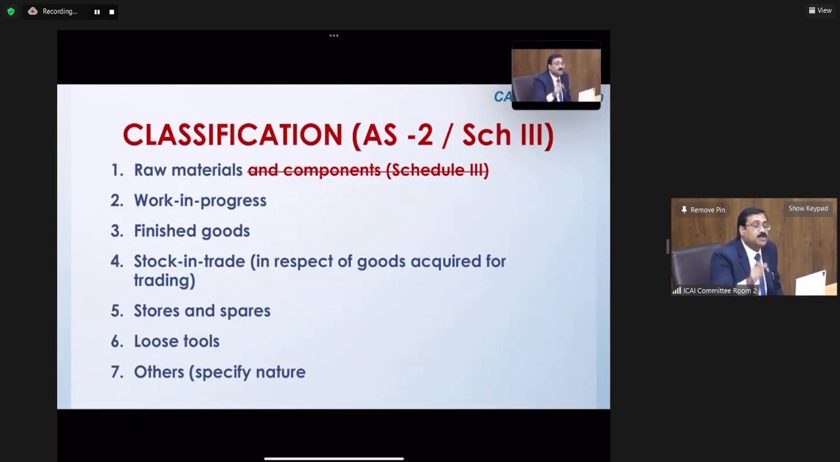So it has to be stock in trade. That change has been done even in the AS 2 in 2016. So I have to be very careful out there, and I have to do accordingly. So one thing is the classification has to be appropriate, and disclosure has to be made in the financial statement, in the balance sheet, that how the inventories are classified.